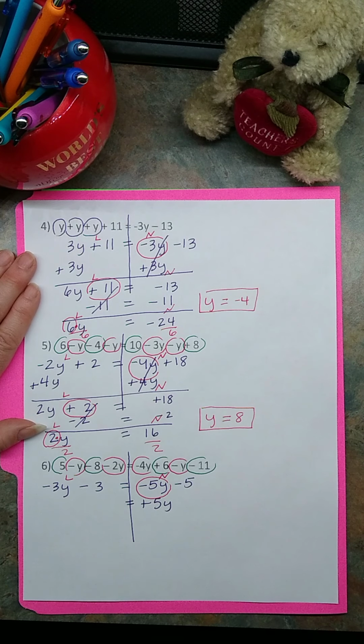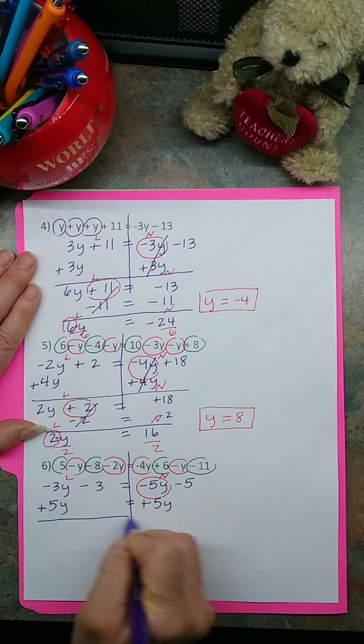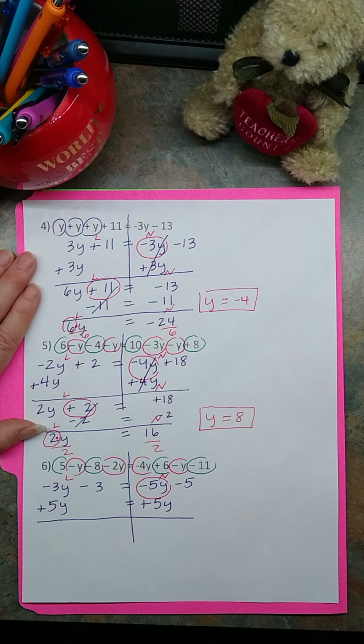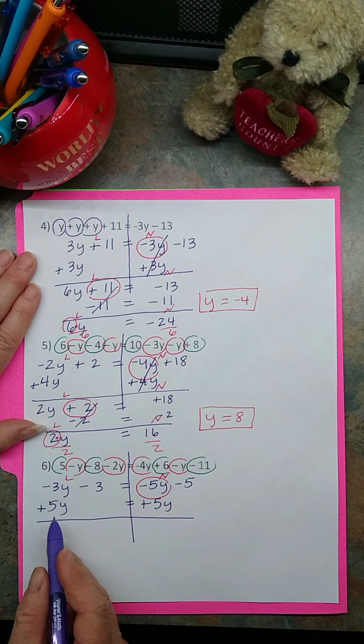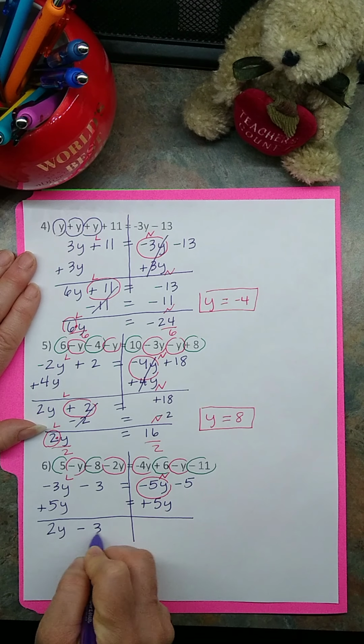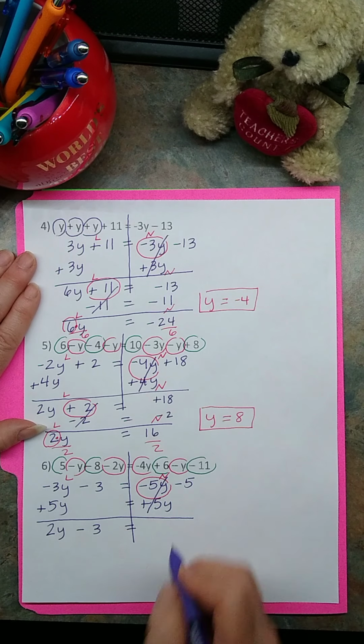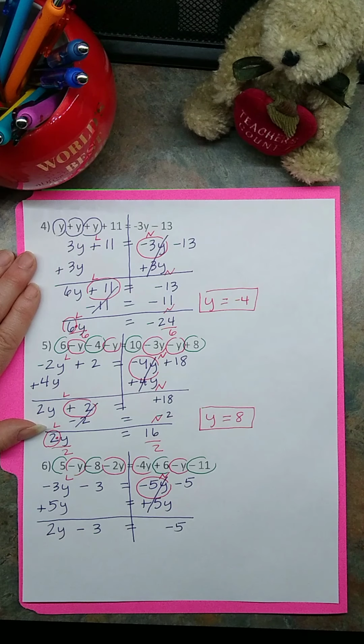And if you choose the coefficient that's larger to be your variable side, you'll always end up with a positive number in front of your variable. -3y plus 5y gives you 2y. The -5y and the +5y, they cancel. Drop down the minus with the 5 on the right-hand side. Now it's a 2-step.